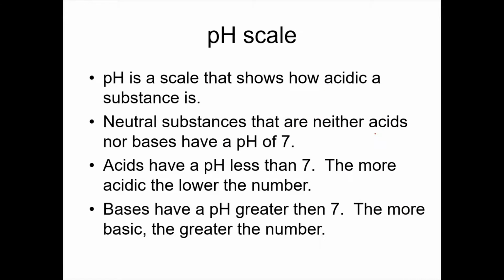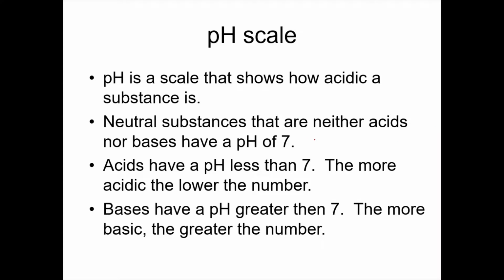Now let's talk about the pH scale a little bit. This pH scale is a scale just to show how acidic or basic something is. Turns out that things that are neutral have a pH of 7. In my next video, I'll go into much more detail as to why 7 is a neutral pH. But right now, I'm just going to tell you, if something has a pH of 7, it is neutral.